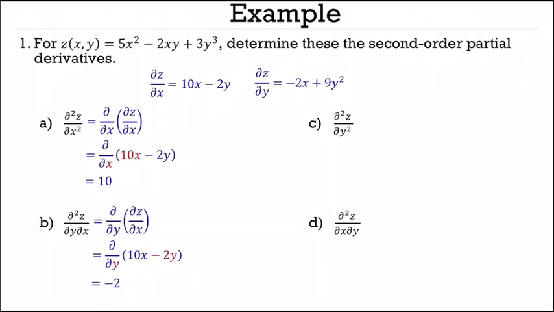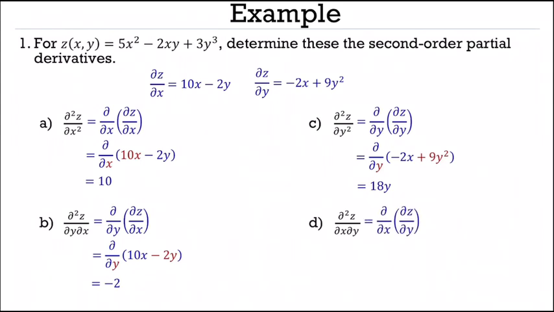For del squared z del y squared, we find the partial derivative of del z del y with respect to y. Substitute del z del y, then differentiate the function with respect to y, and the answer is 18y. And for del squared z del x del y, we find the partial derivative of del z del y with respect to x. Substitute del z del y, then differentiate with respect to x, which equals negative 2.